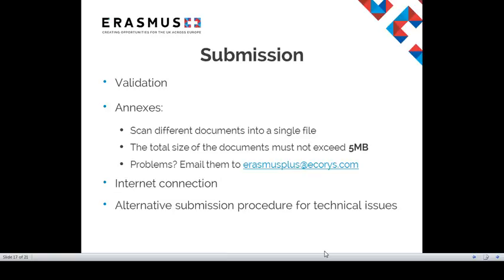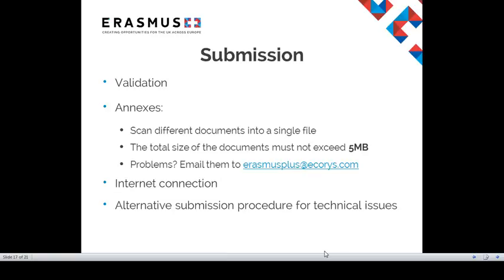And you need to check that the annexes are within the maximum 5 megabyte size and in the formats accepted by the eForm. These are listed in our guide for applicants. If you still experience problems with attaching annexes after checking these aspects, you can email them to erasmusplus@coris.com before the deadline of 11 AM on the 2nd of February, clearly stating which application form they relate to.